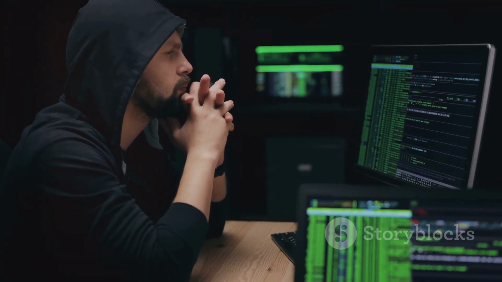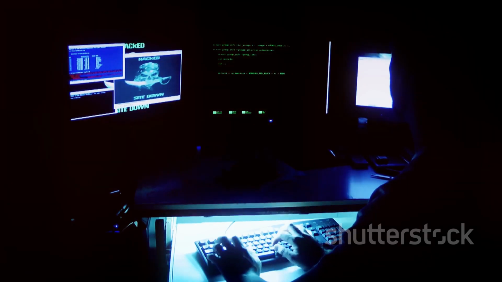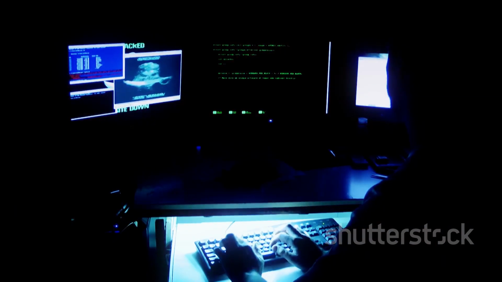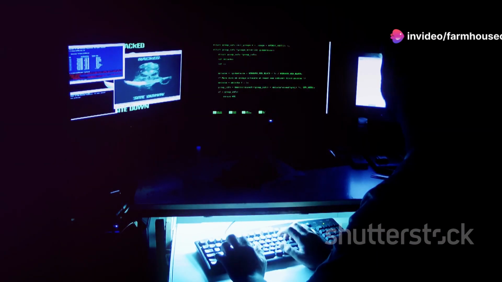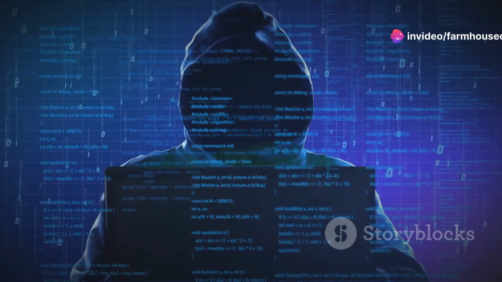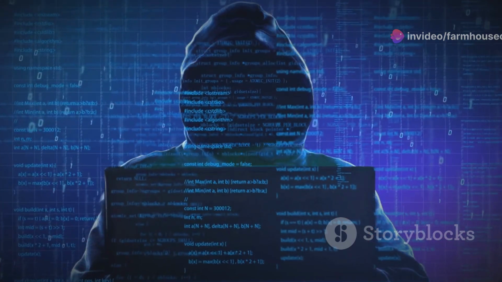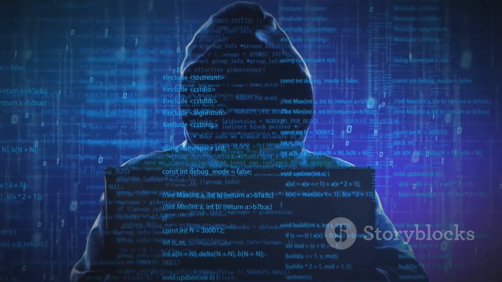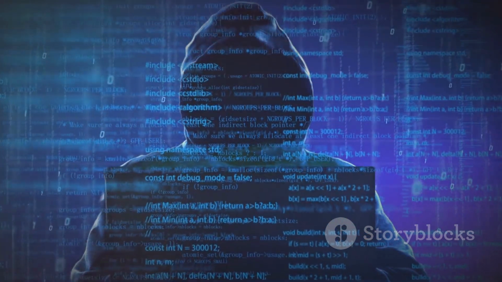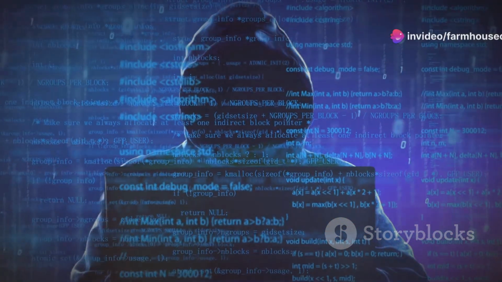To your computer, the hacker says, "Hey, the bank's IP address now has my MAC address." This means your computer will send all its data meant for the bank to the hacker instead. To the bank's server, they say, "Hey, your computer's IP address now has my MAC address." This tricks the bank into sending its responses to the hacker's machine.